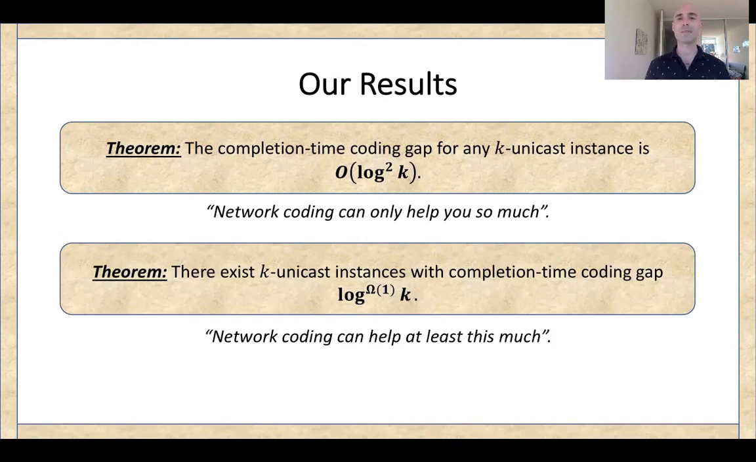So what this is saying is that network coding can even speed you up by a super constant amount. All right, so these are the results. Let me tell you kind of what you can expect for the remainder of this talk.